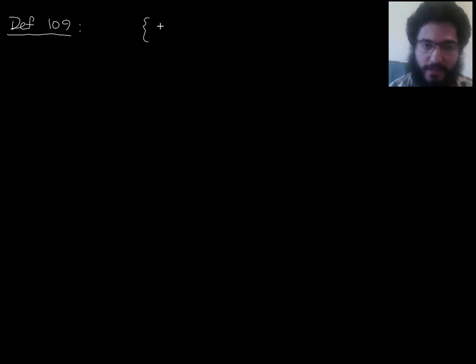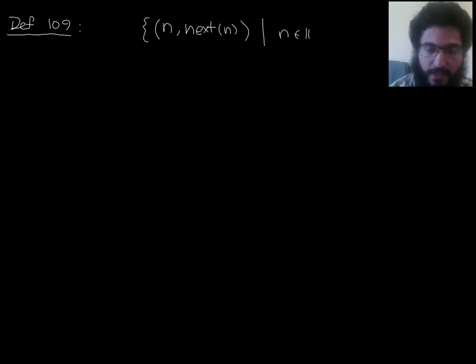Definition 109: this is going to be a specific function which adds 1 to things. So that's pretty much the only kind of addition that we have a notation for, this successor notation. It's going to be a function consisting of all of these pairs n comma next n, running over all natural numbers n. So this is a function that, given a natural number, gives you the successor, the next one.